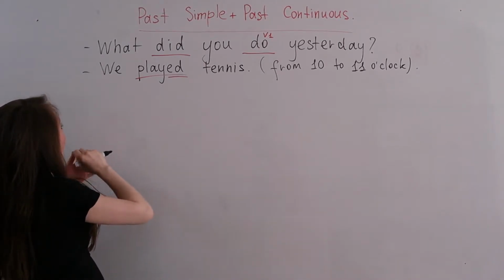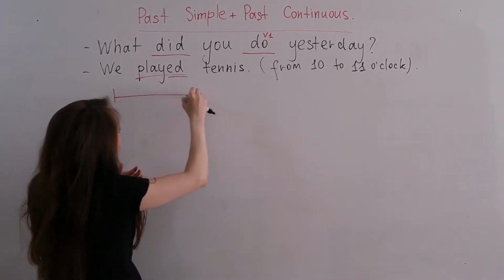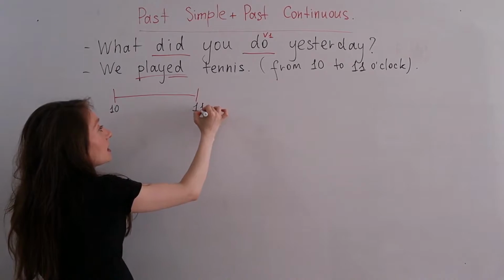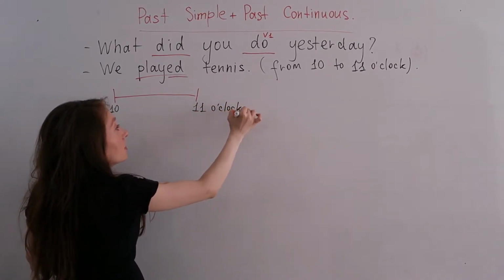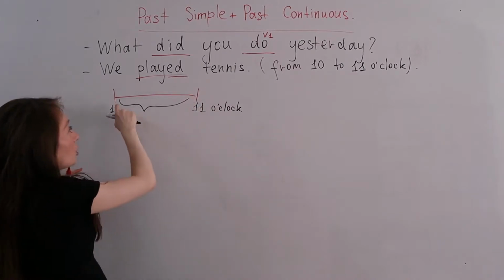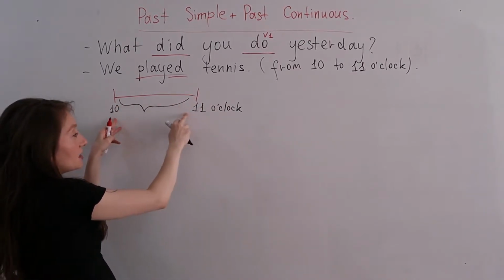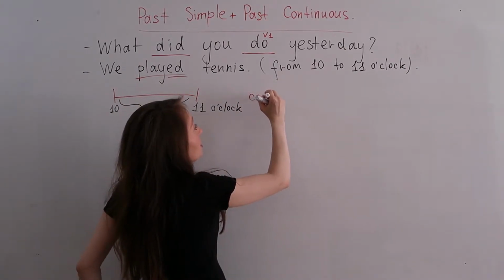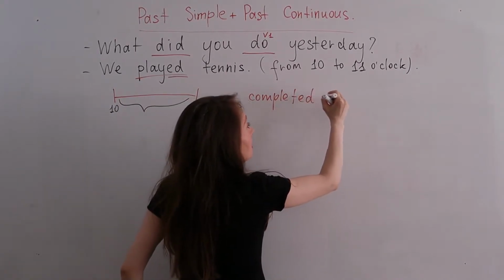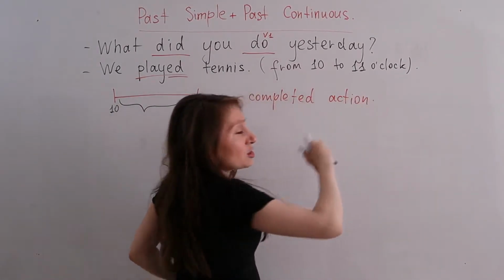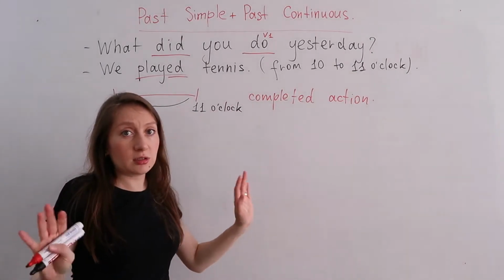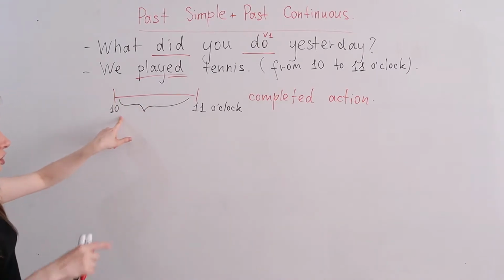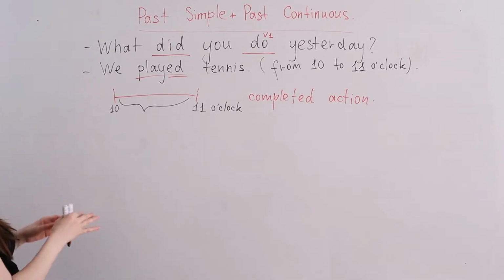And if I showed you like in the picture, like following, this is 10 o'clock, right? And this is 11 o'clock. So, here you play tennis from 10 till 11 and it finished. So we call it completed action. Like in general, we played it, we finished, now it's in the past. We played tennis. That's all, right? So this period of time, it's over.